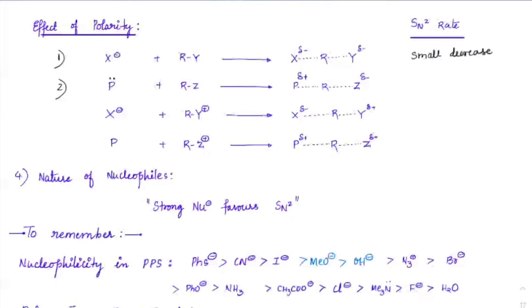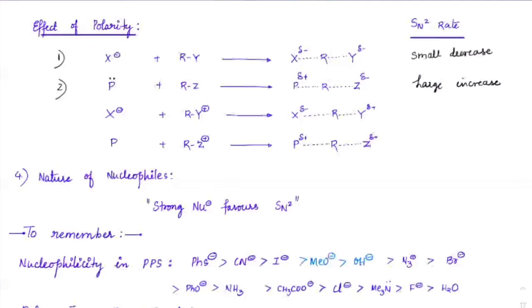If you take a highly polar solvent, this in fact will help the reaction to happen, because the transition state would be very stable. Because in the transition state we are seeing delta minus and delta plus, and that will be solvated by the solvent molecules. So what you will observe, there is a large increase in the SN2 rate in the second case.